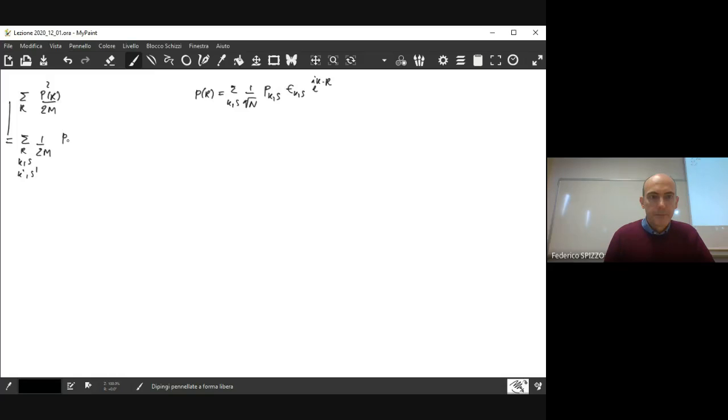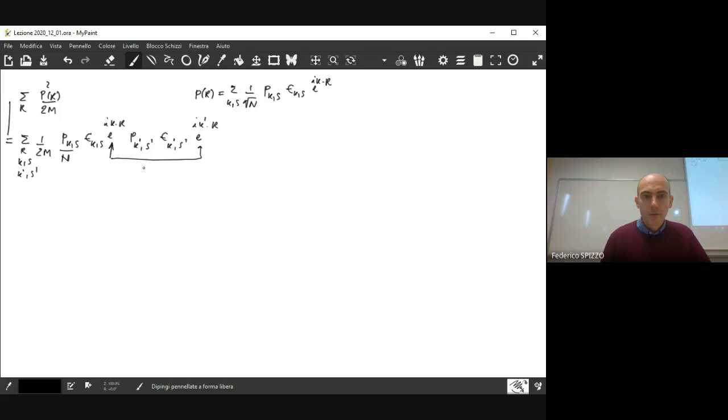So I have P, K, S, E, K, S, and the phase. And then P, K prime, S prime, E, K prime, S prime, and the phase. In this case, if you consider these two phases, and then I have the 1 divided by n factor, that is the product of the two square roots of n that you have for each of the P operators. If you consider these two phases, they are the only thing within the summation that depends on the coordinate.